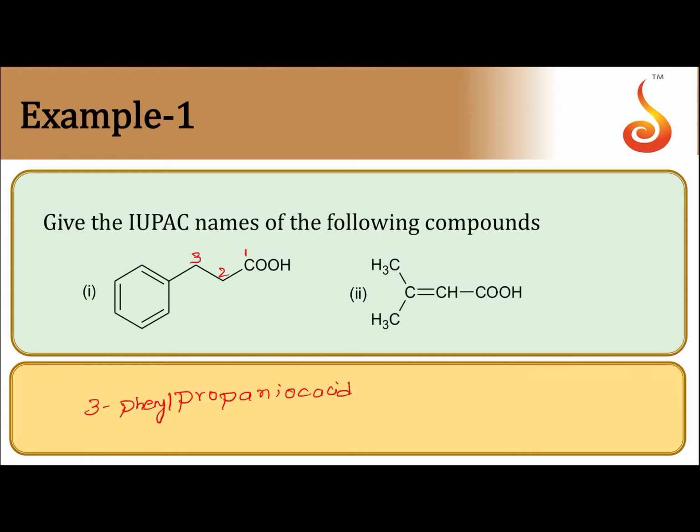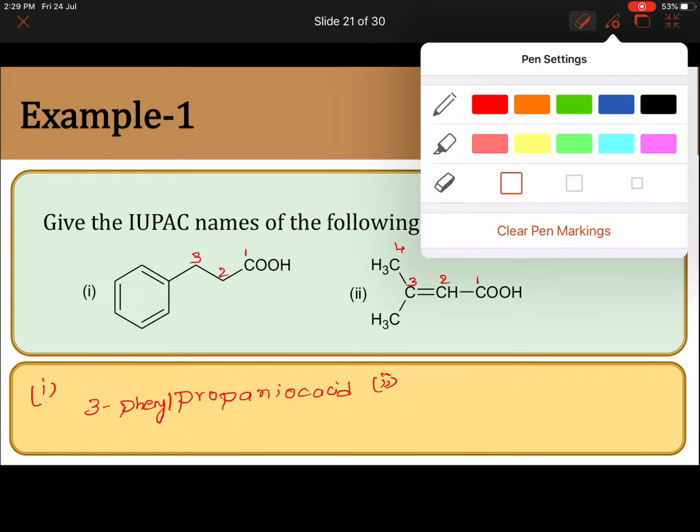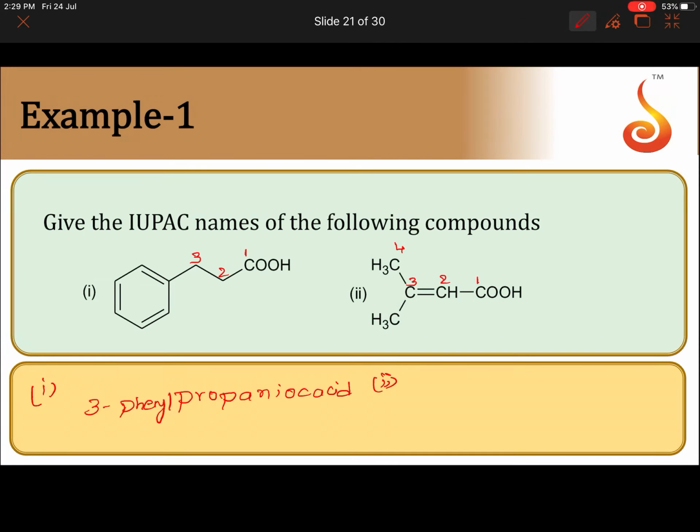Now let us take second compound. In the second compound, the longest chain, let us see how many carbon atoms are there. 1, 2, 3, 4. So the root word is but. In the second compound, the root word is but.